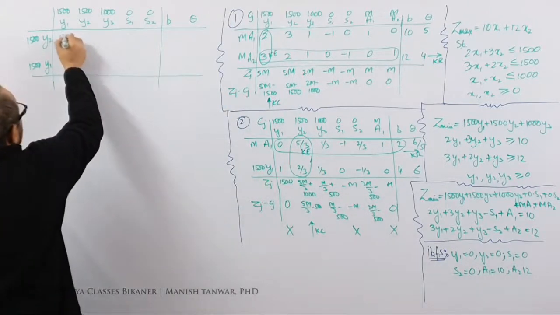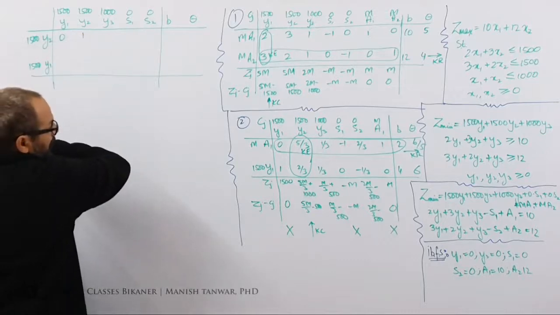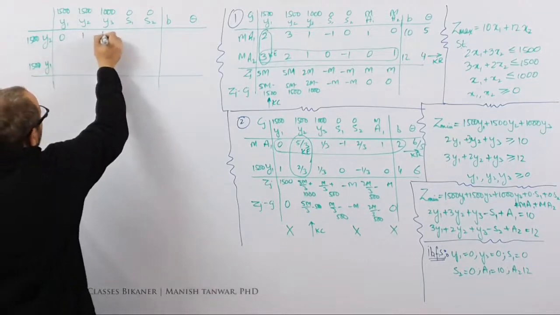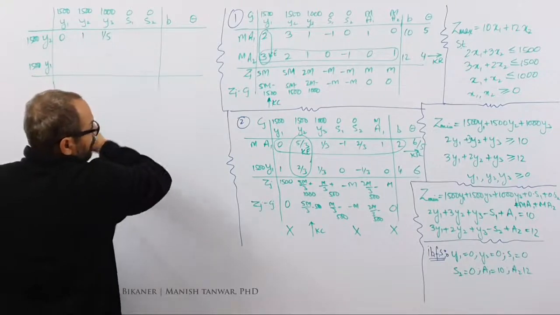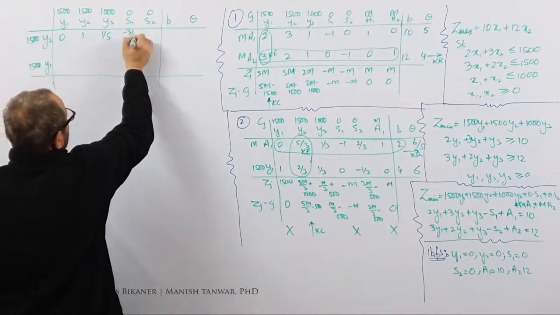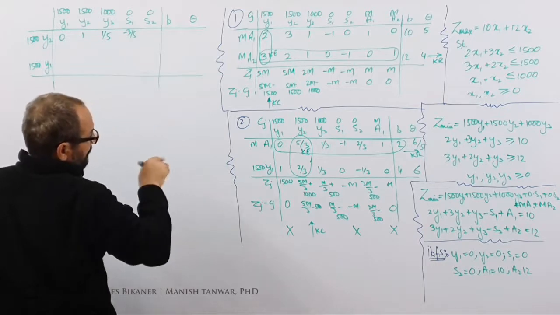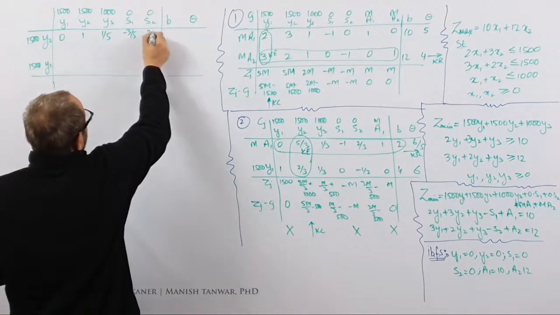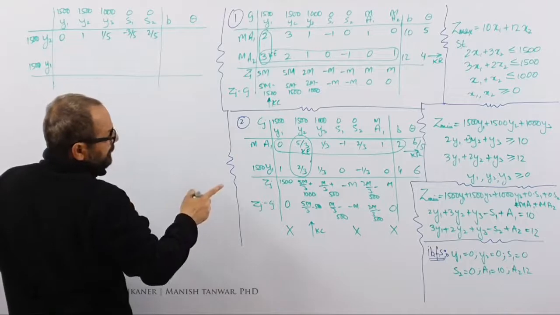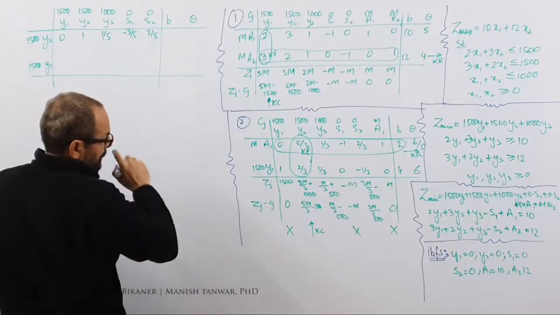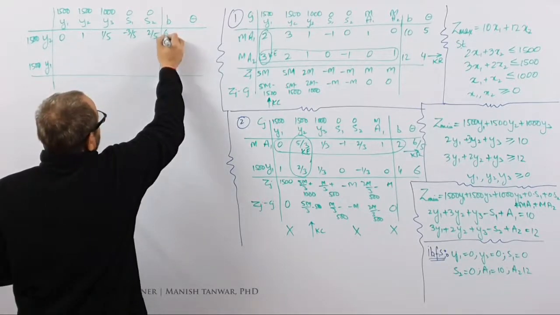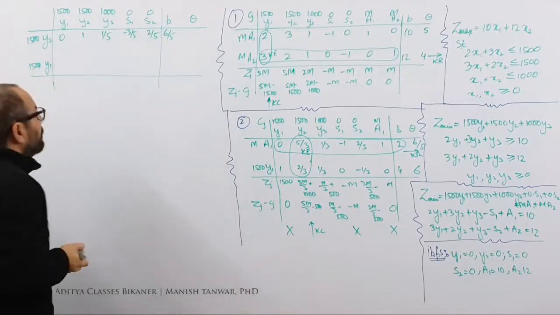So 0 would remain a 0. This would become a 1. 1 by 3 divided by 5 by 3 would be a 1 by 5. This will be a minus 3 by 5. And then S2 would give me 2 by 3 divided by 5 by 3, making it 2 by 5. And the last one would be 2 by 6 by 5. Fine.